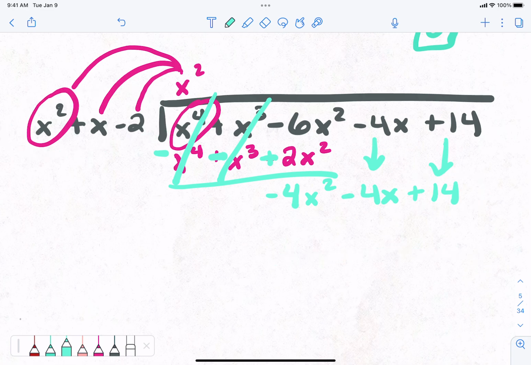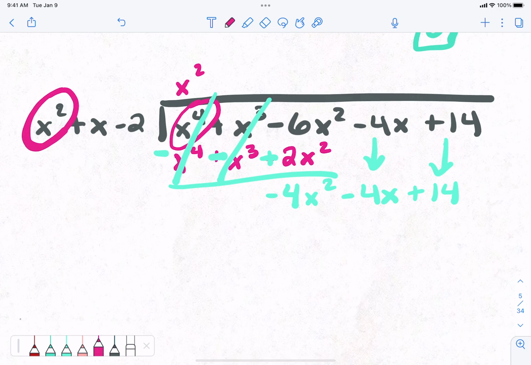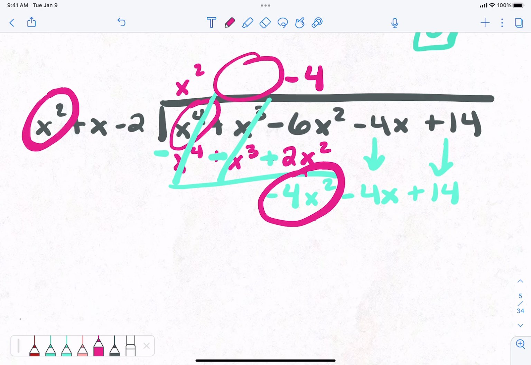Okay, so we repeat the process again. It's the same thing again. What do you take times x squared to get negative 4x squared? Negative 4, right? Now I'm going to put the negative 4 above here. It's kind of like we skipped a spot right there. We skipped a place, so I'm going to put the negative 4 straight above where we're working at. Because this guy canceled, there's going to be no spot there. Now we multiply back through. What's negative 4 times x squared?